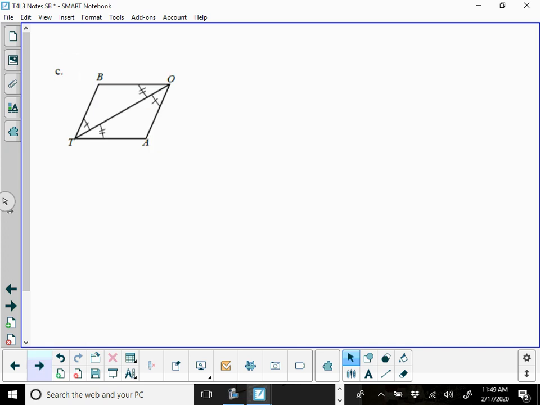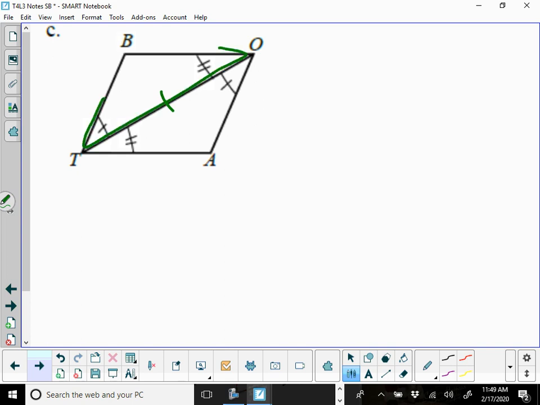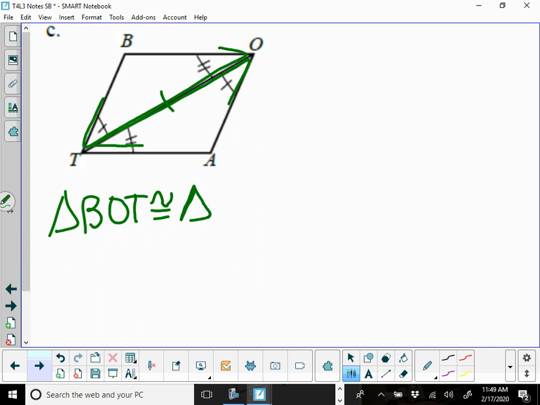Okay. All right, letter C. Right here, I know I can go ahead and label that side as congruent because it's shared by both triangles, therefore it's obviously congruent. And I have angle, side, angle. So we'll say triangle BOT is congruent to triangle ATO. And we said that was by angle, side, angle.